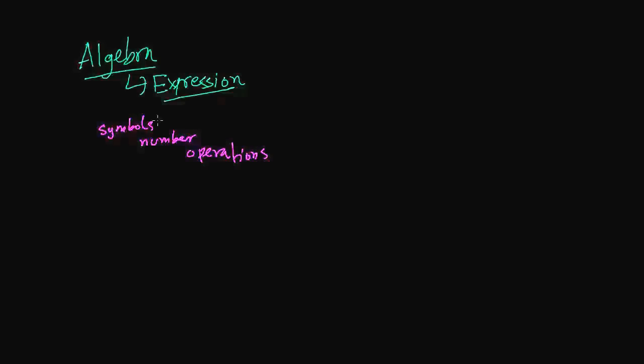Now symbols are usually alphabets. It can be X, it can be Y. So these are used for symbols, mostly X when we use symbols. Numbers are usually A, B, C, D, or it can also be 1, 2, 3, 4. So these numbers can represent something. And when we say operations, we are talking about plus, minus, multiplication, division. So these are called operations.